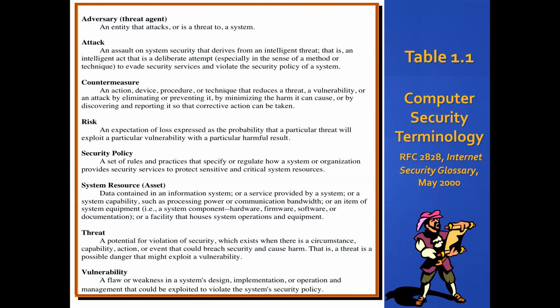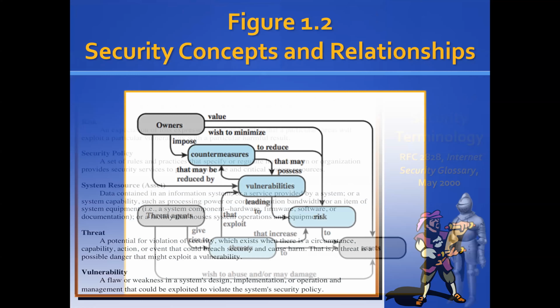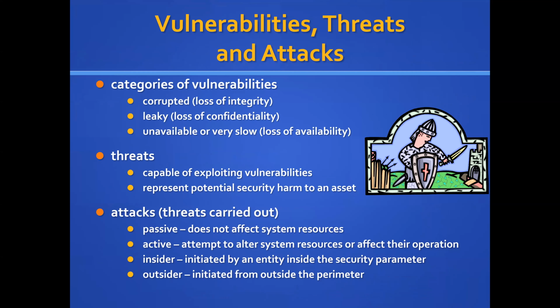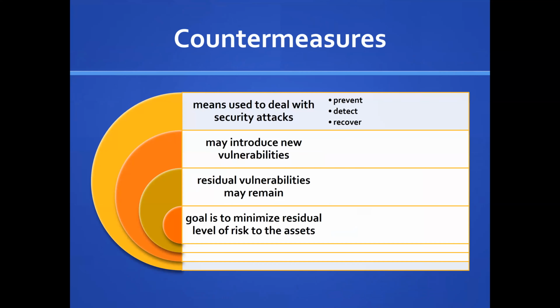Here is some additional terminology that you probably learned: an adversary, an attack, a countermeasure, which is a control, security policies, threats, vulnerabilities, assets. Just make sure you read through this. It's a review of what we've covered. This is a diagram of the relationship of all the terms, and more terminology on vulnerabilities and attacks. Again, this is just a review. What are countermeasures? Countermeasures are the tools that prevent things, detect things, or help to recover. A firewall, for instance, things like that.